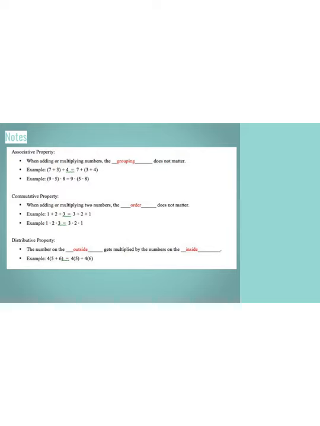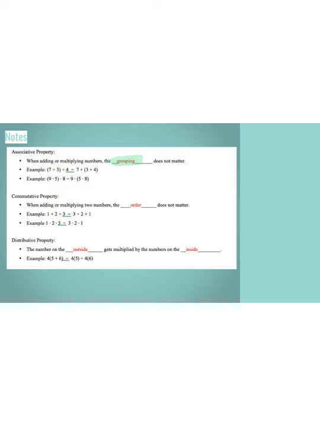So looking at your notes for today, we are going to fill in a few blanks together, reviewing these properties. So the first property is the associative property. So when we're looking at the associative property, the numbers are choosing to associate with different numbers. But when adding or multiplying the numbers, the grouping does not matter.